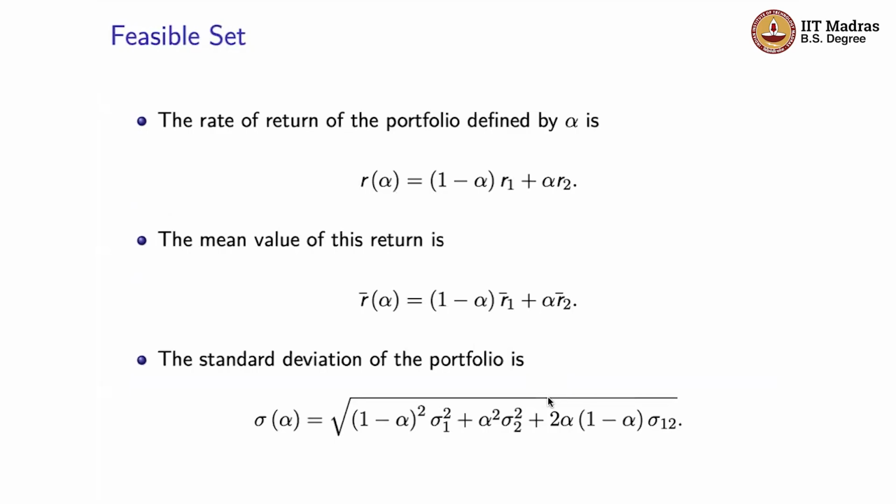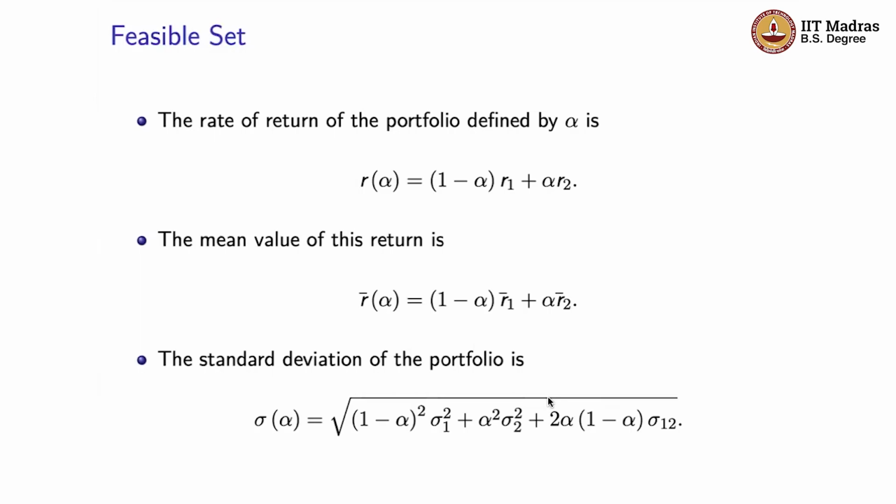We can easily calculate the mean value of this rate of return. That is given by (1 minus alpha) R1 bar plus alpha R2 bar. Again, R1 bar is the mean rate of return for asset 1 and R2 bar is the mean rate of return of asset 2. So we can see that the mean value is a linear function of the different rates of return, as we expected. However, if we calculate the standard deviation, this is no longer necessarily a mean value, right?